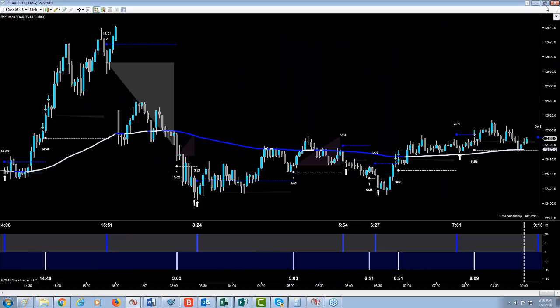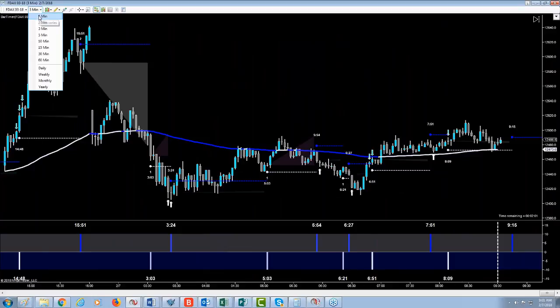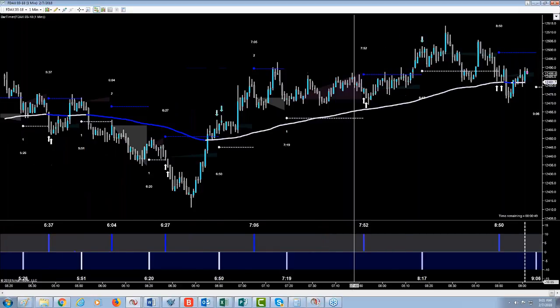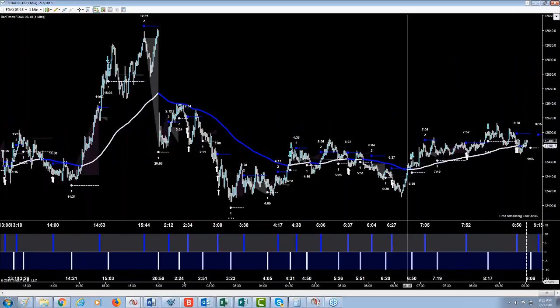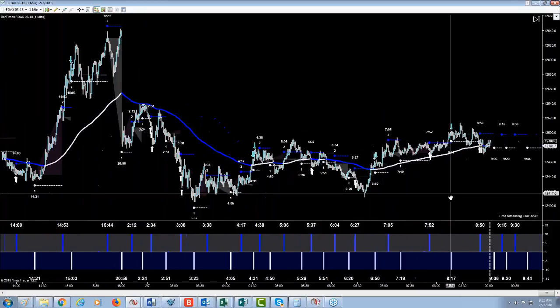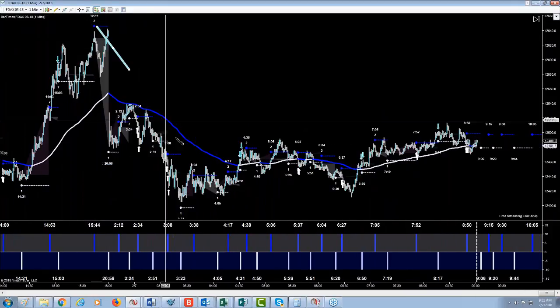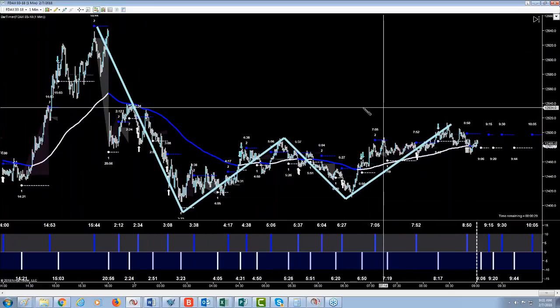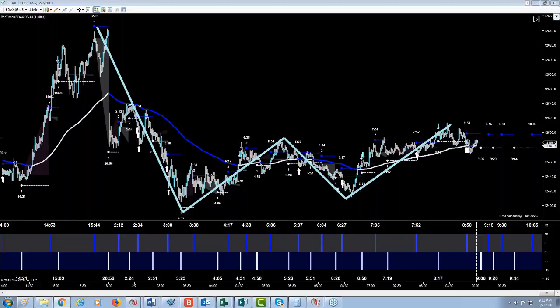DAX on the 3-minute chart. I'm going to bring it down to a 1. It's in a consolidation phase right now. If we take a look since yesterday, we definitely have a drop, a wave, a drop, and a wave right there. That is called a Gartley pattern.